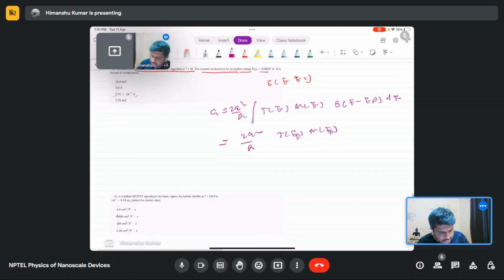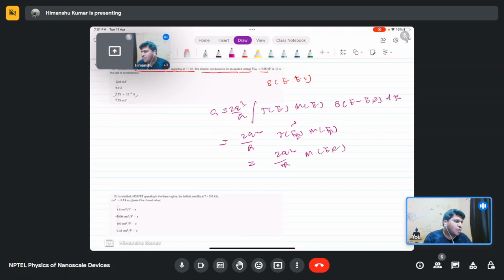So if we assume a short channel, this will be the pure ballistic case. We can assume the transmission coefficient as 1. So this will become 2q square by h, M of EF.